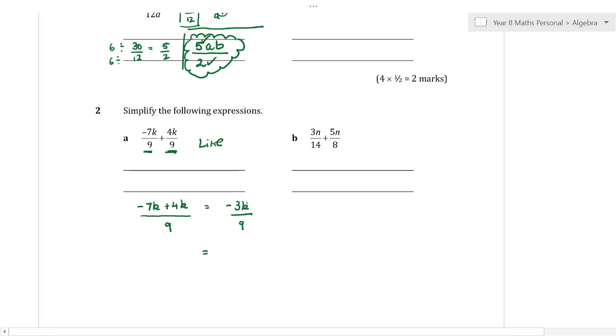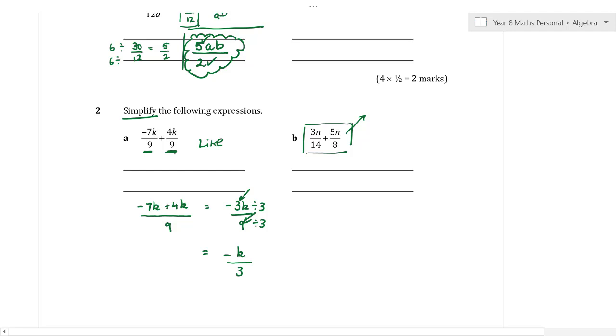And now we need to simplify. See, there's a number there, 3 and 9. What do they have in common? Well, they can both be divided by 3. So I'm going to divide both by 3. That's going to give me negative k over 3. And we're done. Now, a little bit trickier over here because we've got 8 and 14.